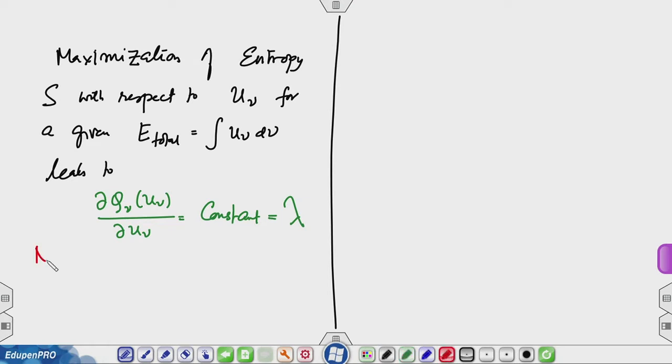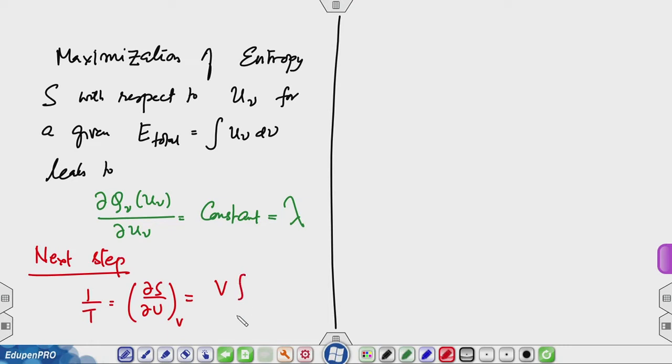Now, next step, I am going to relate this to the temperature. I know 1 over T is equal to partial S partial U at constant V. So total S is going to be V integral d phi nu d u nu. I'm changing u nu by delta u nu, integrated over d nu, divided by change in u, and that's going to be total delta u times V.